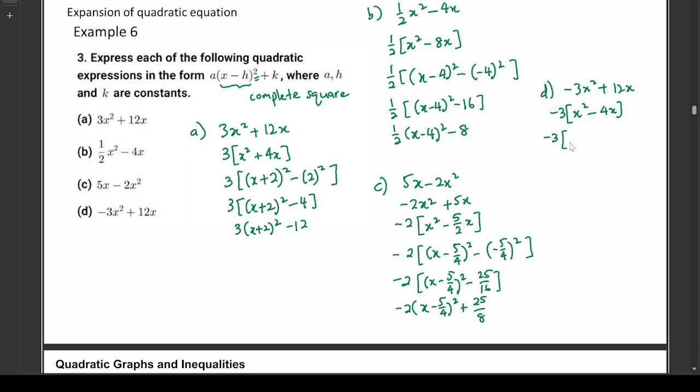Now I'm doing complete square. Square, curved bracket, take 1, divide by 2, minus of. Okay, close it. Remove the square bracket plus 12. So that is the final answer.